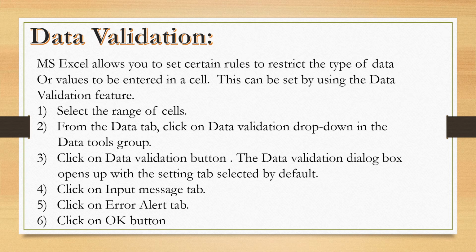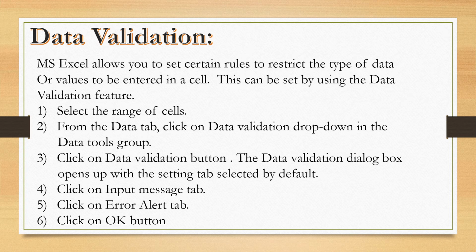After selecting the data tab, click on the data validation drop down. In the data tools group, click on that, then click on the data validation button. The data validation dialog box opens up with the settings tab selected by default.